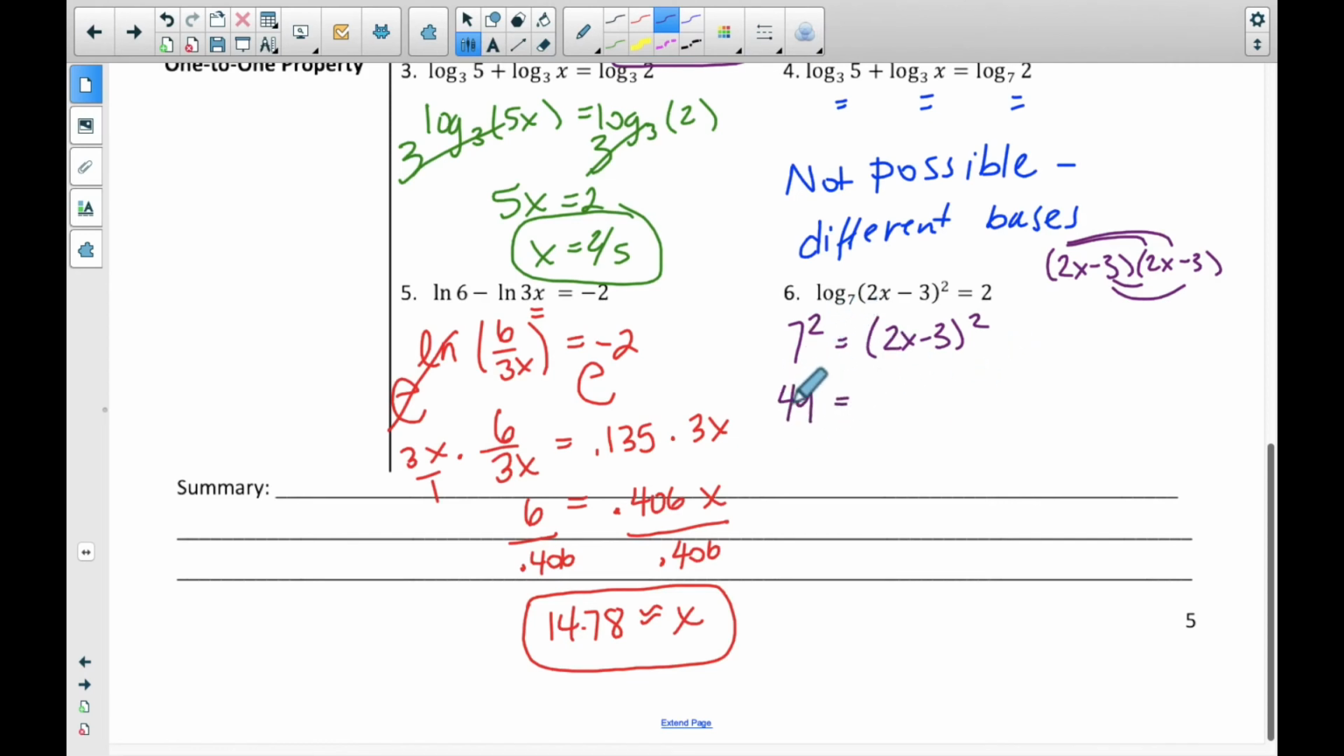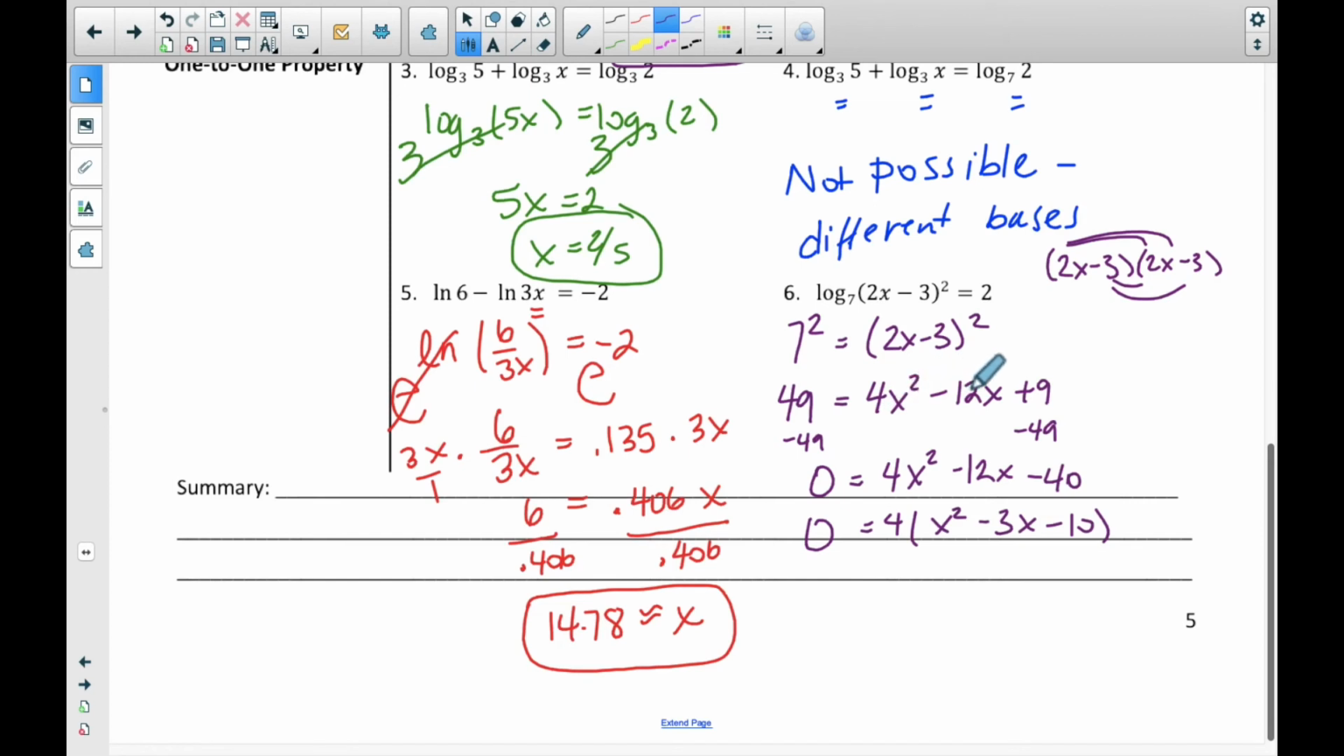So on the left-hand side, we know that's 49. On the right-hand side, we're going to have to multiply this out. So we're going to take a second to multiply this out and simplify that and see what we get on the right-hand side. Okay, so on the right-hand side, I get 4x squared minus 12x plus 9. That's what I got from here. Then I'm going to subtract that 49 from both sides, so I get a -40.